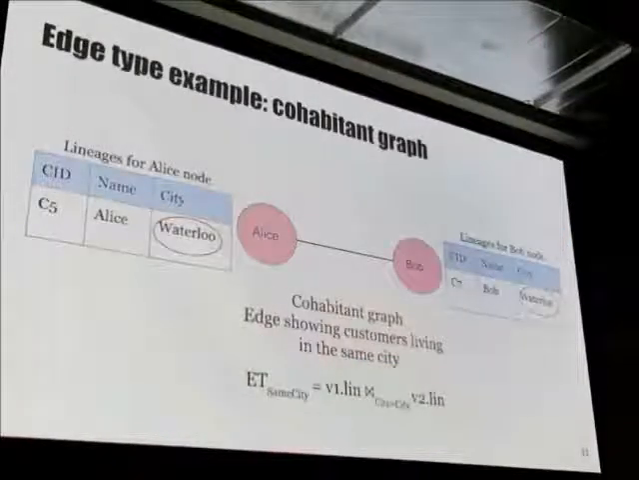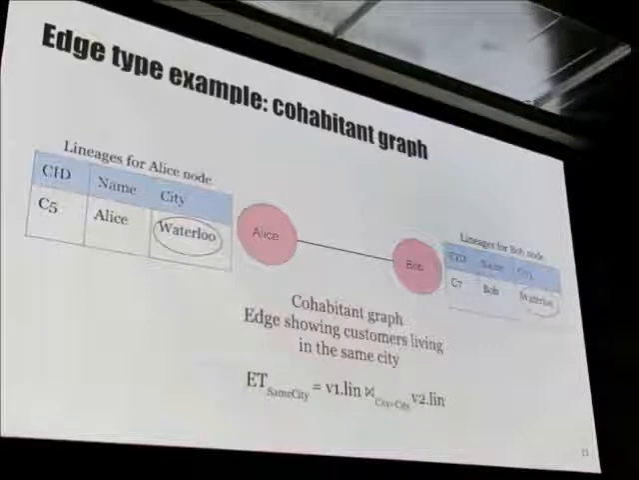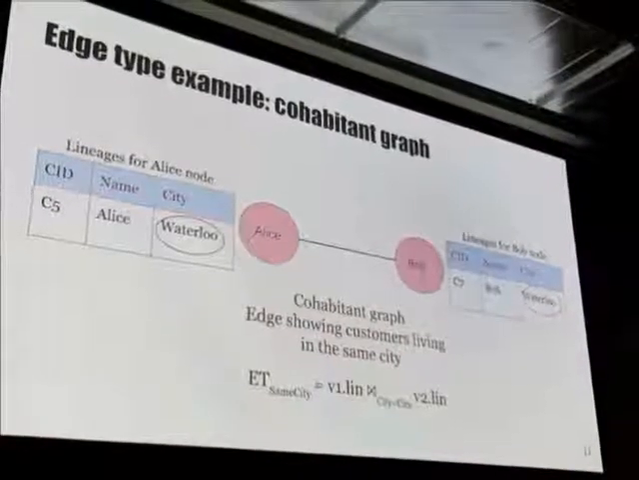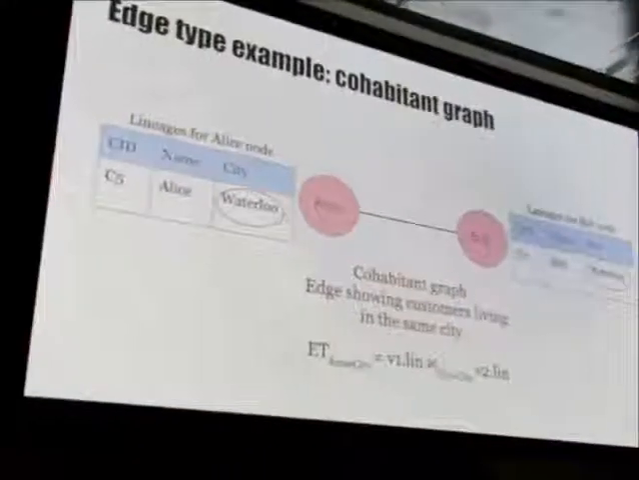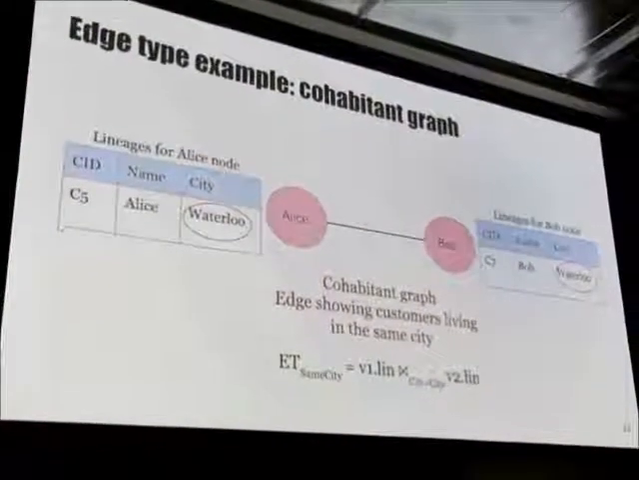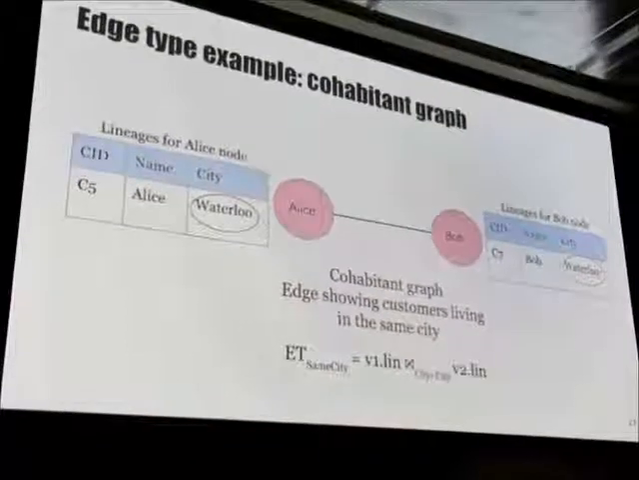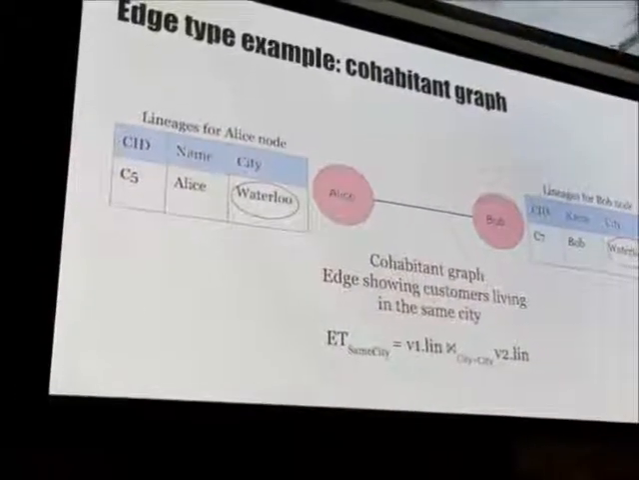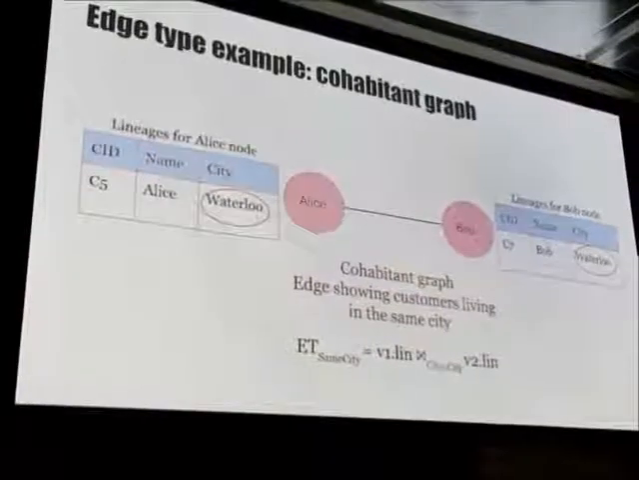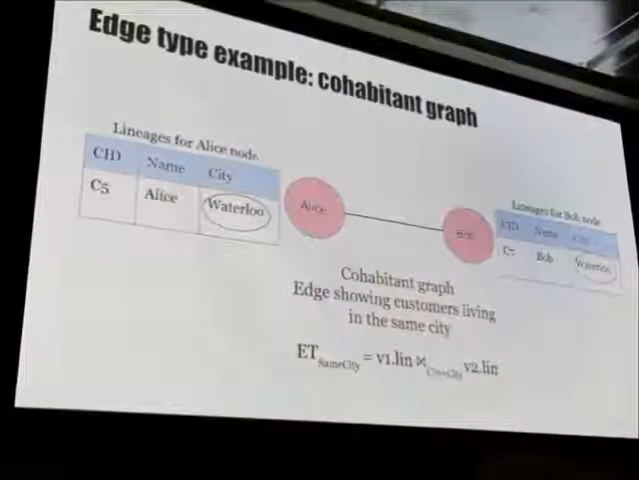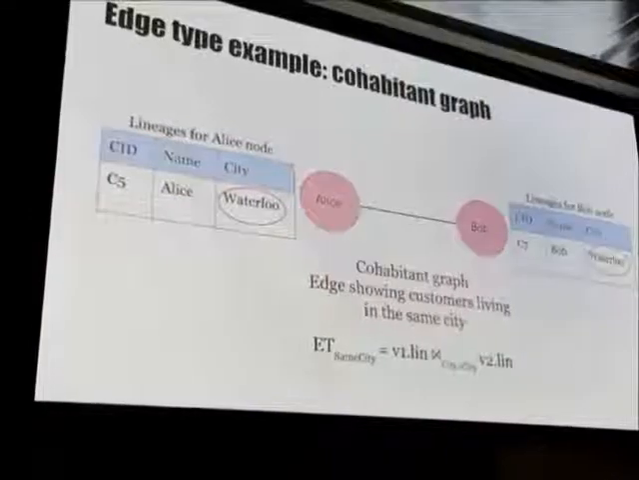So let me give you a couple of examples. We have these two nodes, Alice and Bob, and these are the lineages of these two nodes. You can see that Alice and Bob have the same city, Waterloo. So these two node lineages can join directly on the city column. So we can draw this graph, saying that every customer coming from the same city will be connected in this graph.